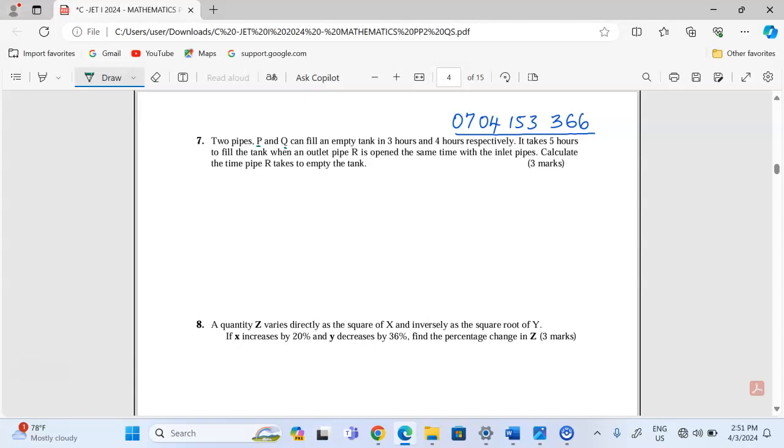Let us begin answering this question. We know very well if P takes 3 hours to completely fill the tank, then in 1 hour P fills a third of the tank. That is why it would require 3 hours to completely fill the tank, because it fills a third in 1 hour, a third in the second hour, then the last third in the third hour, and we will have the tank completely filled.